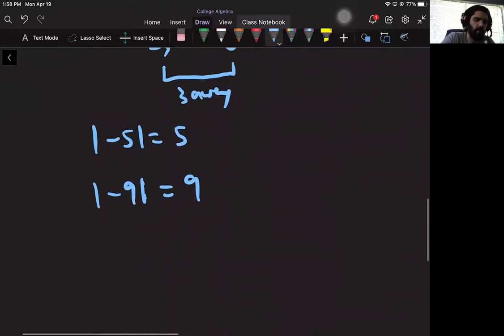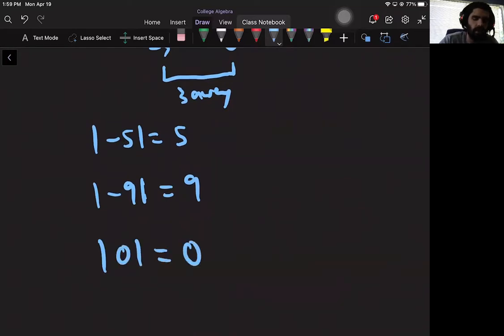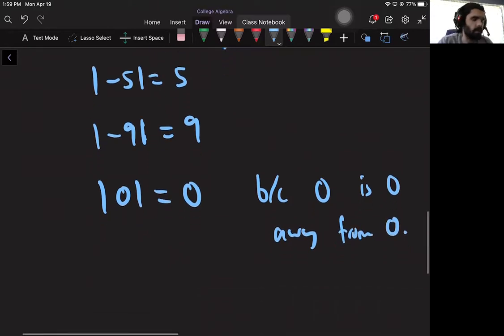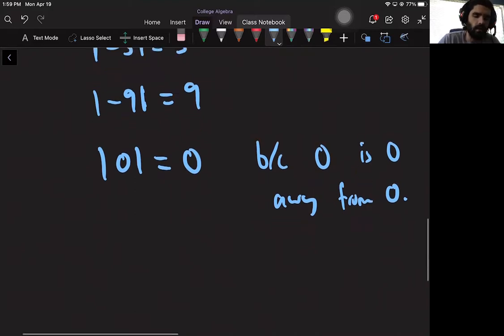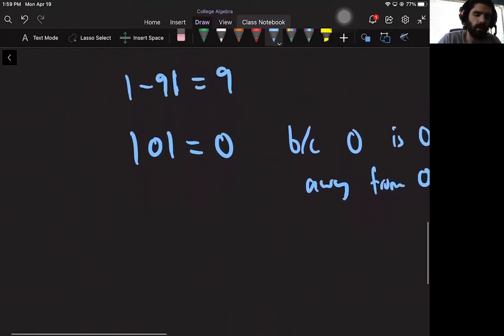Okay, and then the last, most tricky one, what's the absolute value of 0? Well, that's just 0 because 0 is 0 away from 0. So that's the last one to think about. Okay, so we're not just going to do absolute values of numbers, though. That would be nice, but we do have to make it a little bit more complicated. So what we're going to do is think about it in another way.